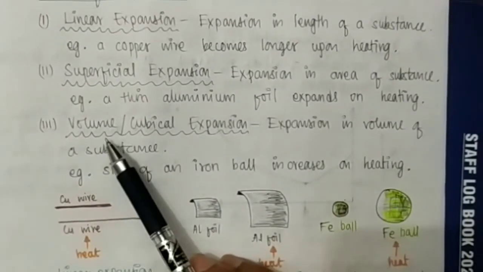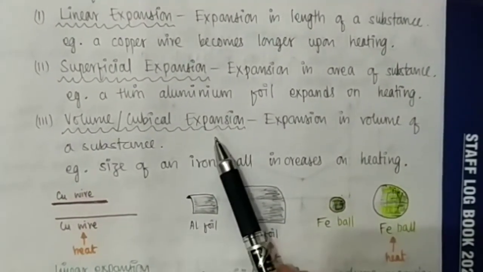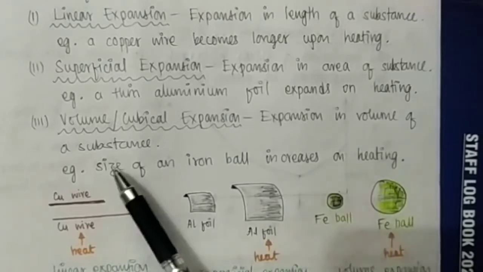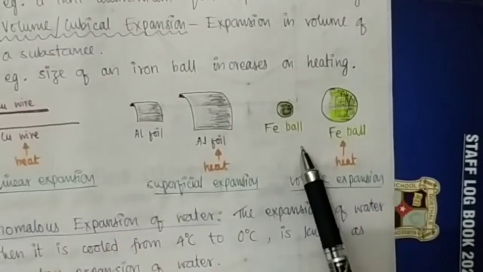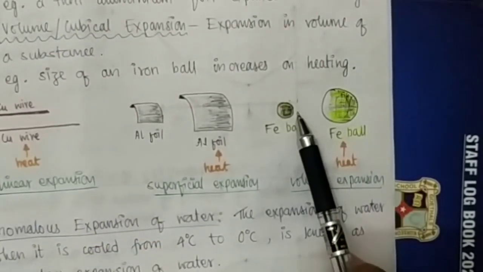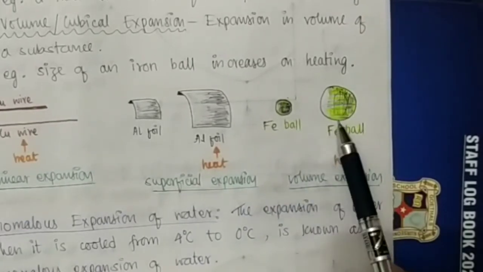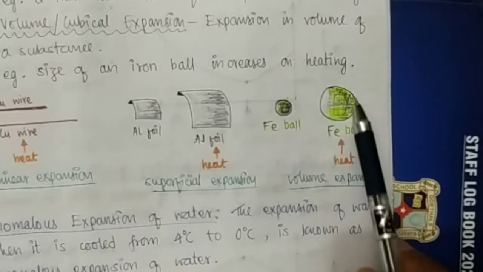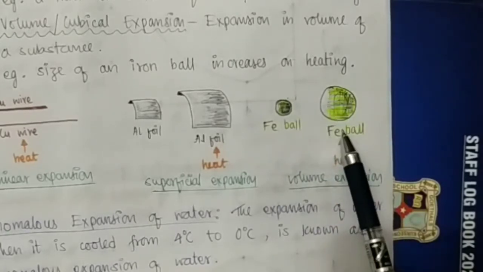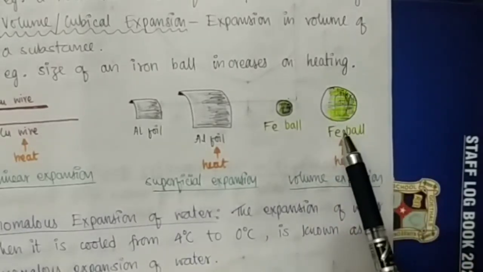Then number three, we have volume or cubical expansion. This is expansion in volume of a substance. For example, if you take an iron ball and if you heat it, then after some time the size or the volume of the ball will increase. So this type of expansion is known as cubical or volume expansion.